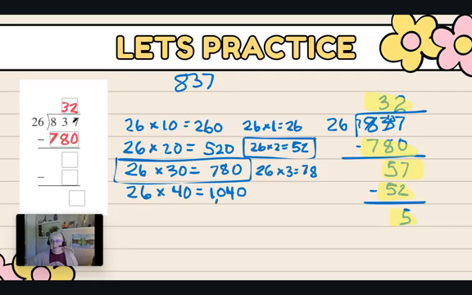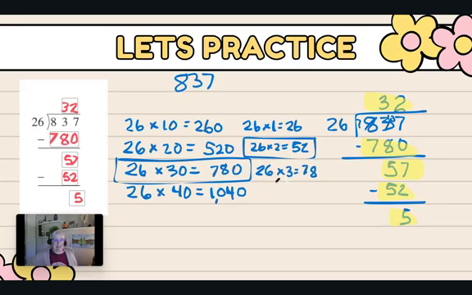When we subtracted 780 from 837, we got 57. When we multiplied 26 times 2, we got 52. And when we subtracted 52 from 57, we were left with 5. This is how you would fill out the boxes, and that's why I recommend you do the problem first and then copy the numbers over.